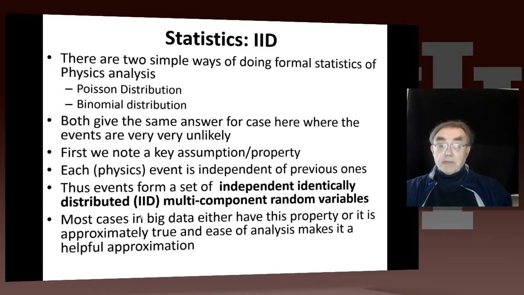So we have these huge numbers of events, and each of them is independent of the previous. And so we get a lot of independent events, and they're all identically distributed because they're all governed by the quantum mechanics of proton-proton collisions. And this is the typical, if it's not true, at least it's assumed to be true in most big data cases.